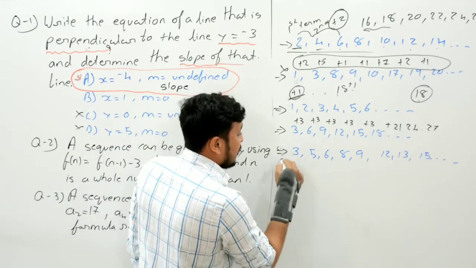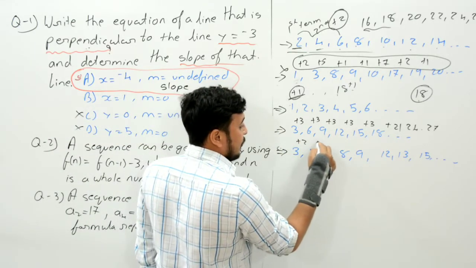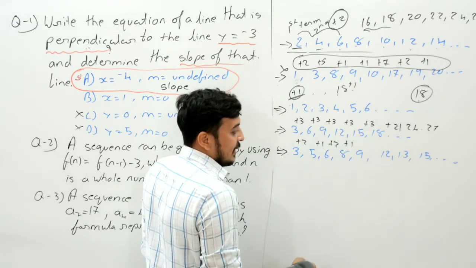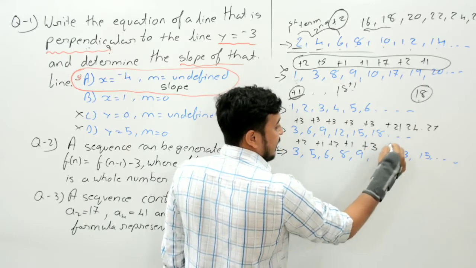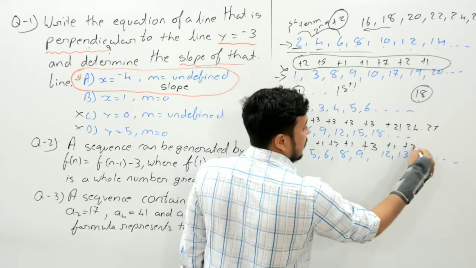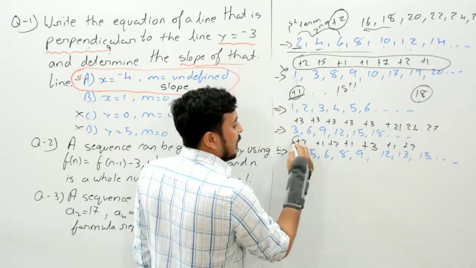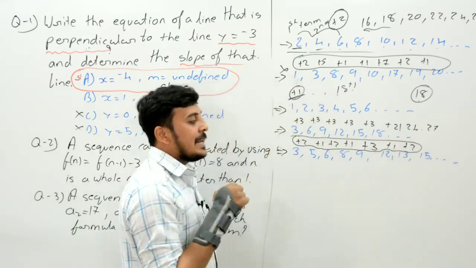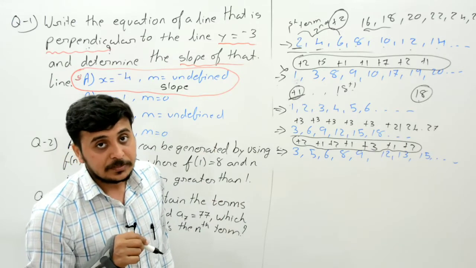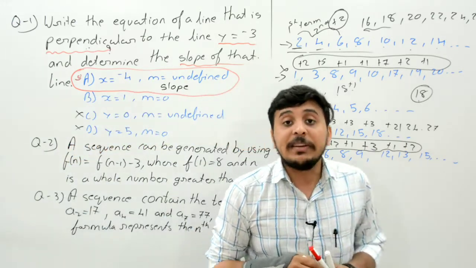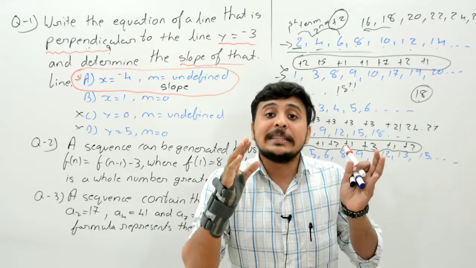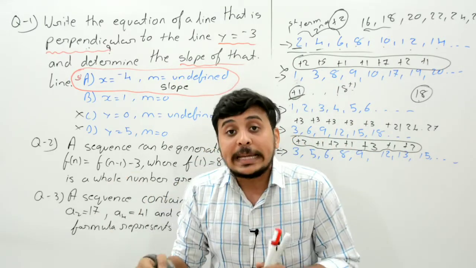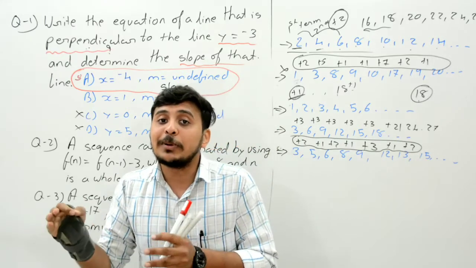What about the fifth one? 3 plus 2, 5, plus 1, 6, plus 2, 8, plus 1, 9, plus 3, 12, plus 1, 13, plus 2, 15. There is no perfect pattern, or there is no common difference between the consecutive terms of the last sequence. The sequence having exactly the same common difference between each of its consecutive terms is known as arithmetic progression.